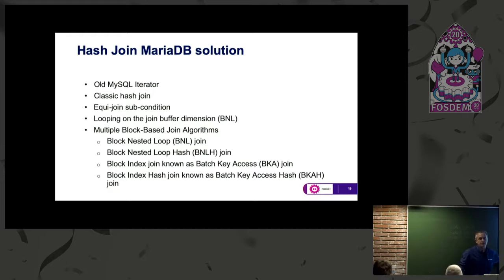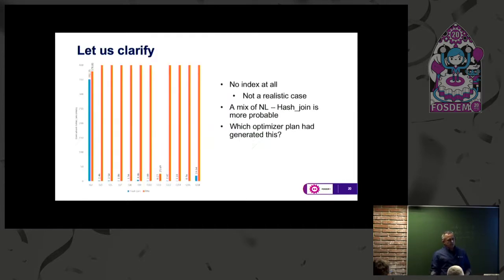That is for the block nested loop, but we are interested only in the hash join. Now, I was not sure if I would show this, but I will. This is an image coming from MySQL showing the difference in performance between block nested loop and hash join.